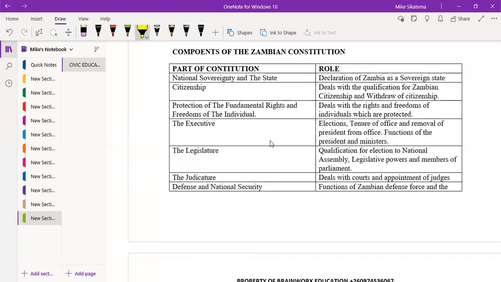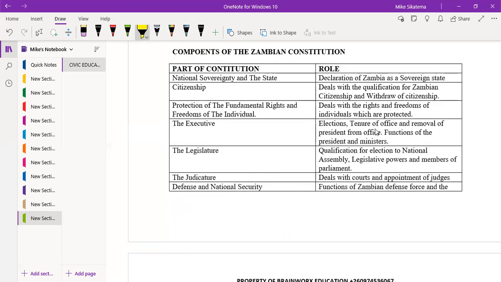So, national sovereignty of the state: the country is an independent state, with no outside interference. Citizenship deals with the qualification for Zambian citizenship and withdrawal of citizenship. There's a topic called citizenship that we're going to do. Actually, most of these are individual topics. Protection of the fundamental rights and freedoms of the individual deals with the rights and freedoms of individuals which are protected. The executive, these are now wings of the government.